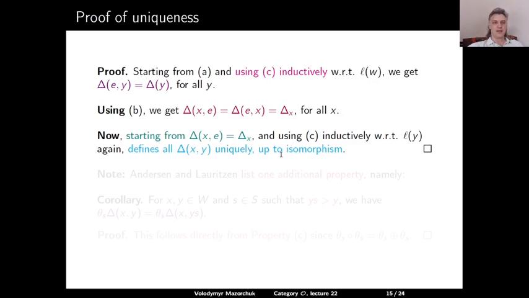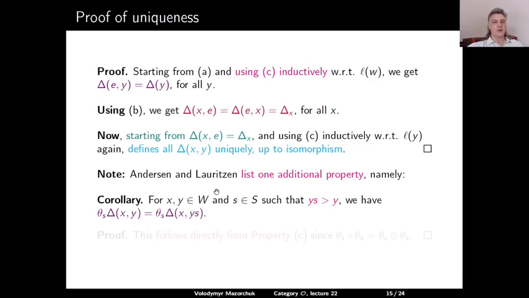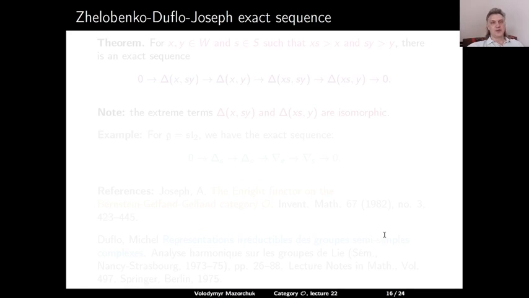Let us note that Anderson and Lauritsen list one additional property in their statement, namely the property that for x, y in W and s in S such that ys is greater than y, the module theta s delta x, y is isomorphic to theta s delta x, ys. But this property follows from property C using the fact that theta s squared is equal to theta s plus theta s.